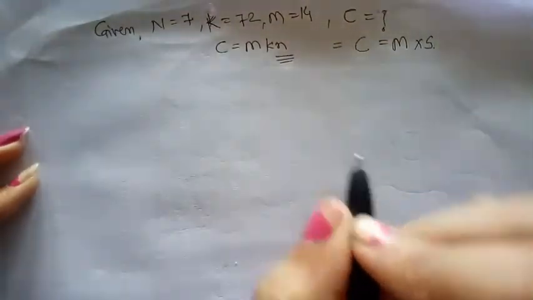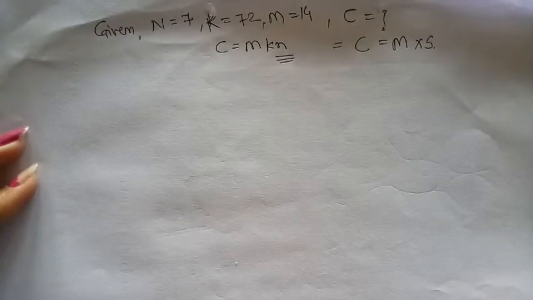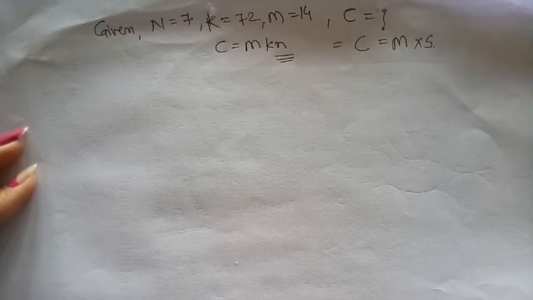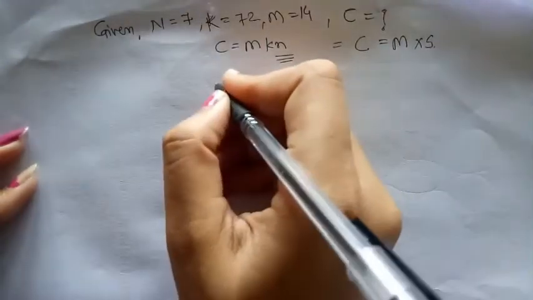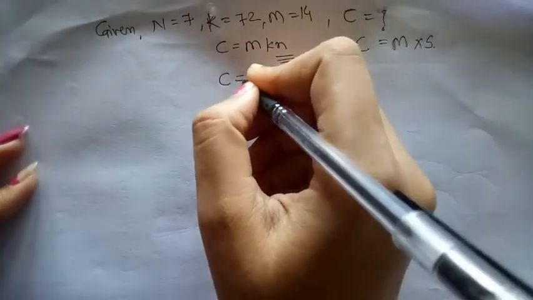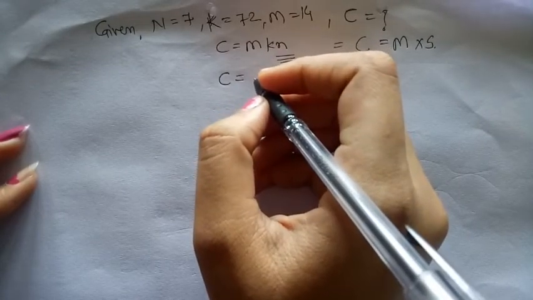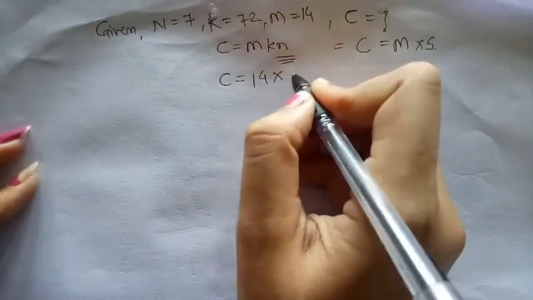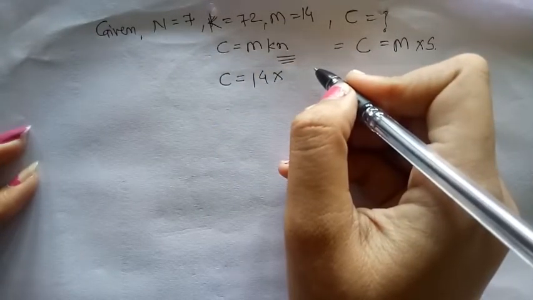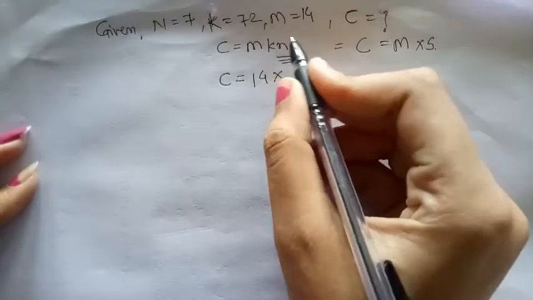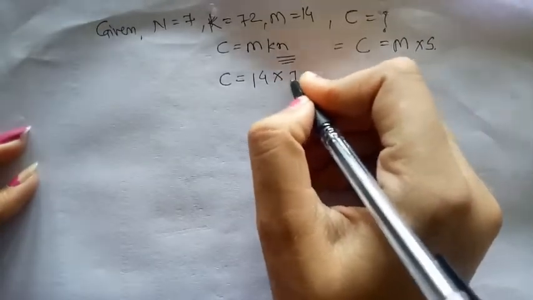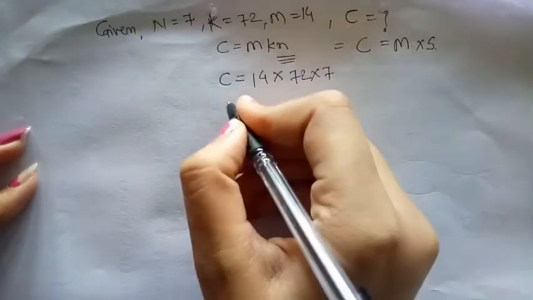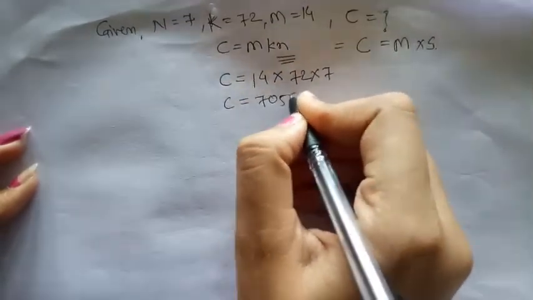That is the formula, where m is the number of times we replicate the cluster in a fixed service area, and k is the number of channels. At that time we write C is equal to m, which is also given here: m is equal to 14. Then C is equal to 14 multiplied by S, where S is equal to k into n. Then k is equal to 72 and n is equal to 7. Then C is nothing but 7056.